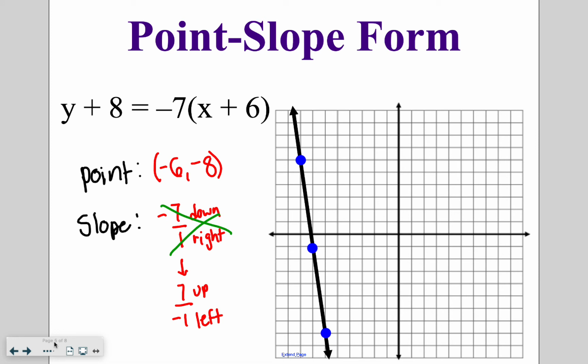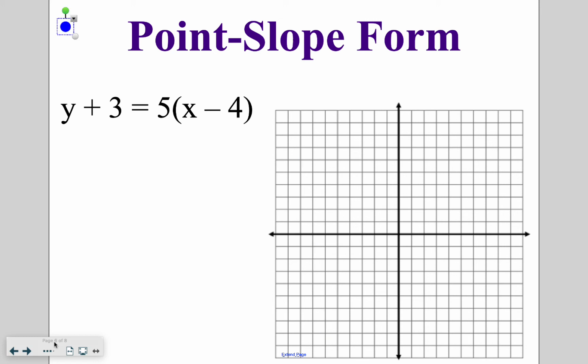So we have our point of -6, -8. Our slope was originally -7 over +1, but that didn't fit on the graph because we couldn't go down from our original point. So we flip-flop it to be a +7 up and a -1 to the left.